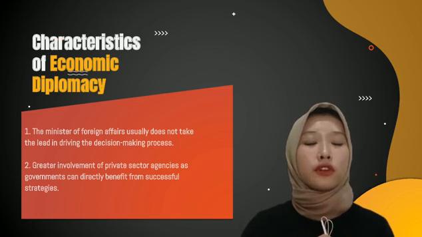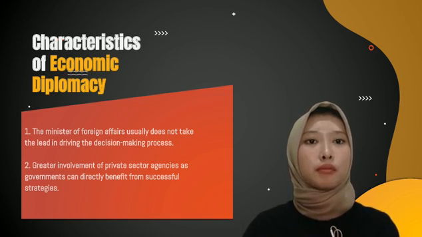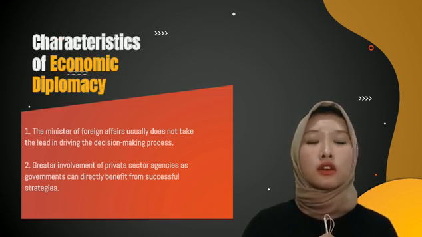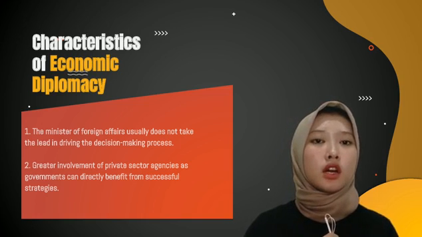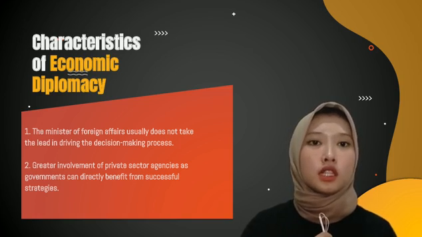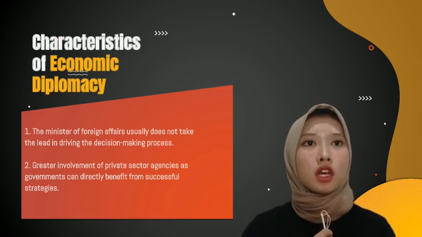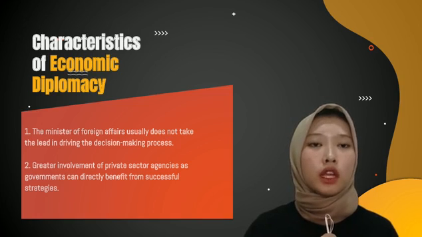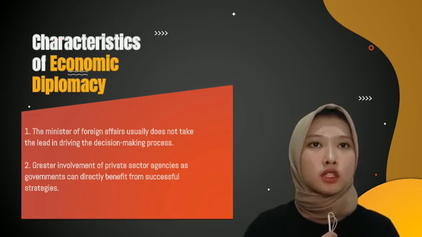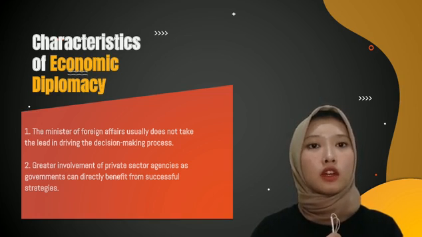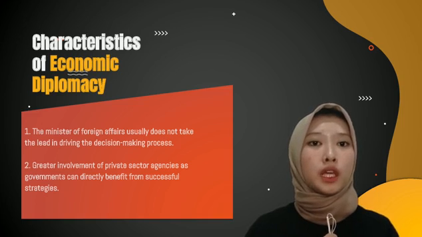So when does the foreign minister take the lead in making decisions? In international economic affairs, the foreign minister usually takes the lead in coordinating the policies and negotiation covering a wide range of economic issues. And usually, foreign ministers tend to actively lead economic diplomacy in developing countries.